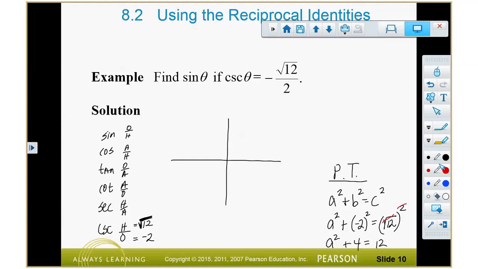So a squared is equal to 12 minus 4, which is 8. Well, let's figure out what 8 is. You can write it as the square root of 8. Square root of 8 is okay, but I don't like that because you don't use that in the real world. So I'm going to change it.